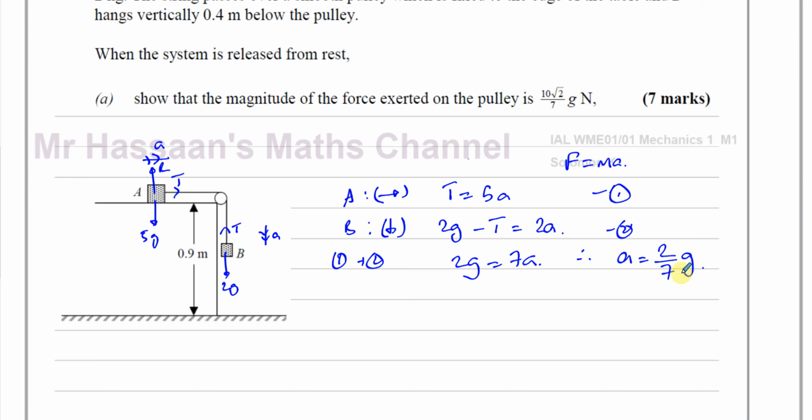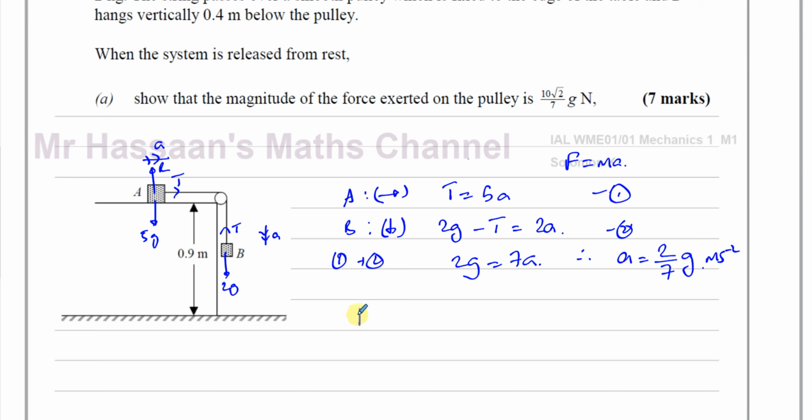In fact, I should leave my answer like that because it says show that the magnitude of the force exerted on the pulley is given by 10 times root 2 over 7 G newtons. So they want the answer in terms of G. So I'm going to leave the G here. I'm not going to multiply by 9.8. Leave it in terms of G. This is acceleration in meters per second squared.